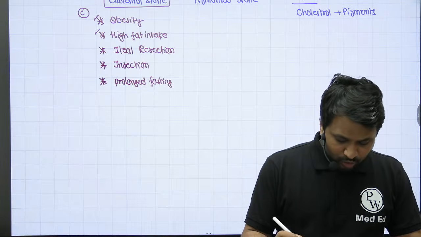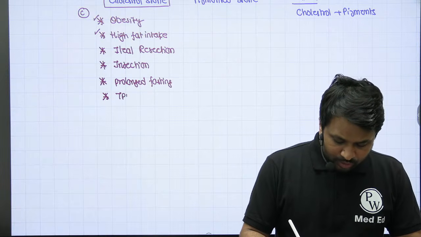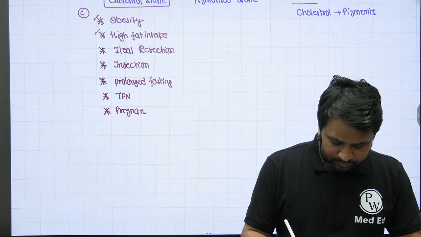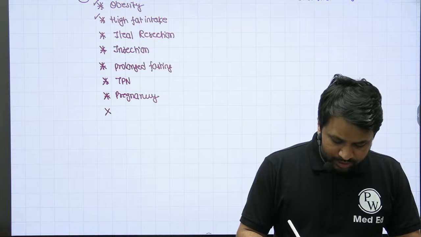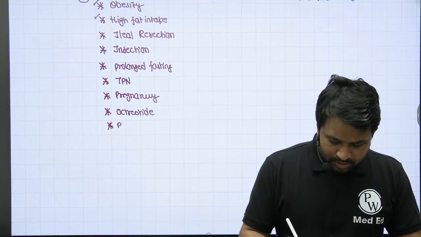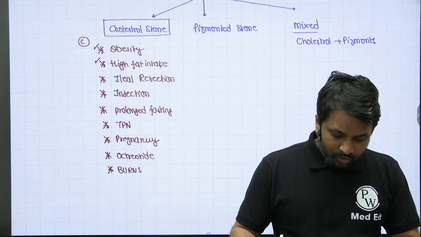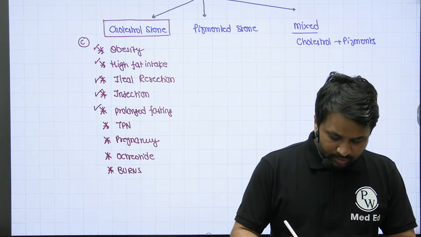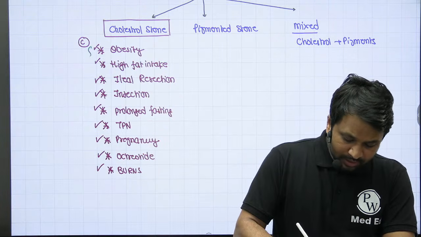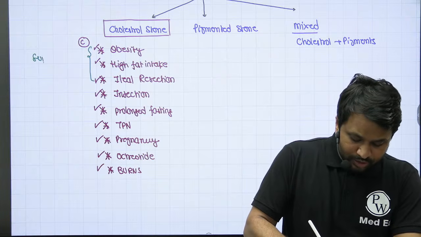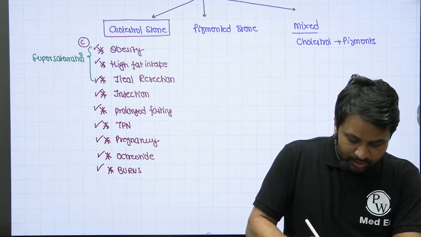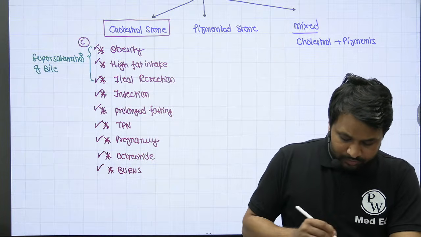It is because of prolonged fasting, secondary to total parenteral nutrition, pregnancy, usage of drugs like octreotide, and secondary to burns. All these are going to add on to result in development of cholesterol stones, right? Now, just to understand, the first three that you told, it is because of supersaturation of bile.